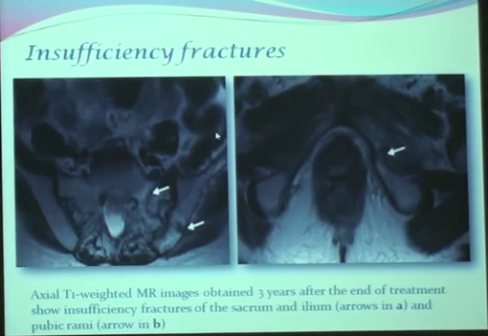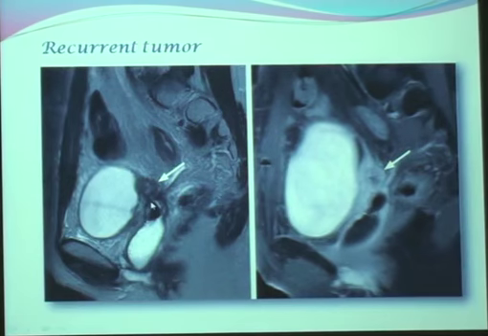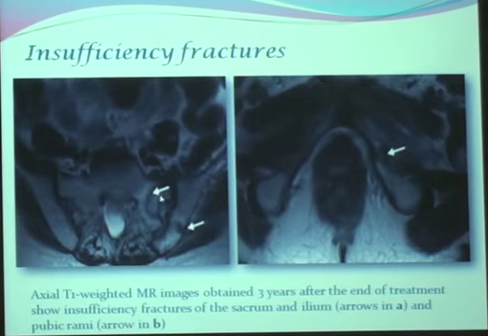One of the complications of chemotherapy and radiotherapy is insufficiency fracture. This is the axial T2 image taken 3 years after the end of treatment, which shows insufficiency fractures in the sacrum, in the iliac bones, and in the pubic rami.